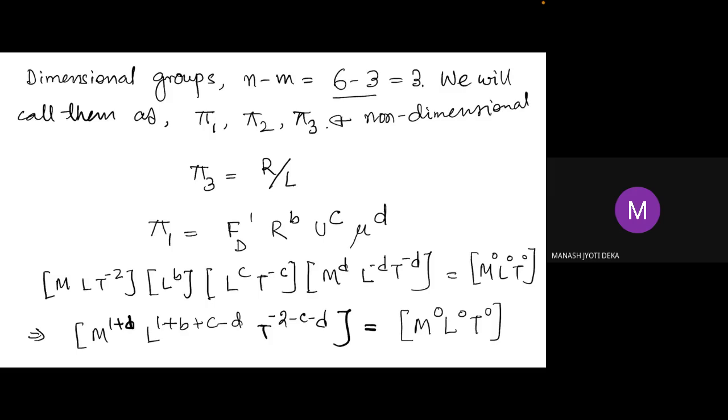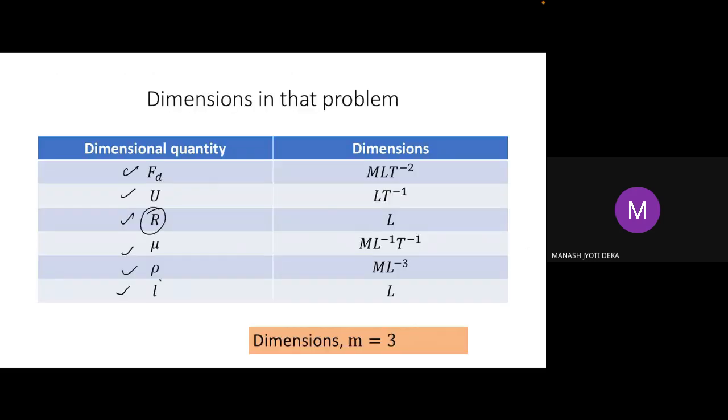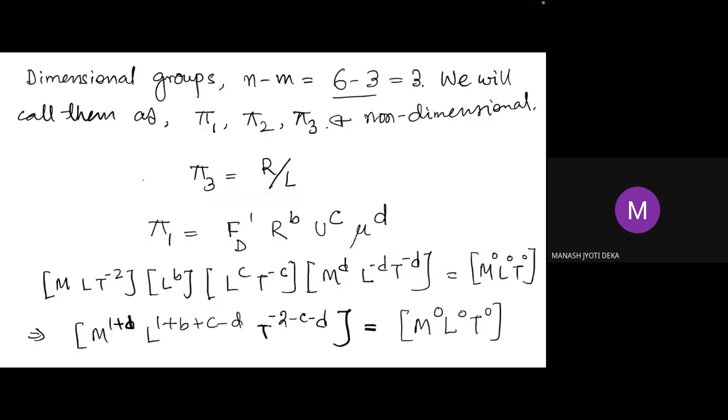So we need to find 3 pi groups which are non-dimensional. And here, if you see, it is very easy to define the first pi group, because we have two terms which are representing the dimension of a length. One is the radius of the particle, the other is the length of the fluid container. If you take the ratio of these two, we'll get one non-dimensional term, the pi 3 term. So we don't have to use any kind of calculations.